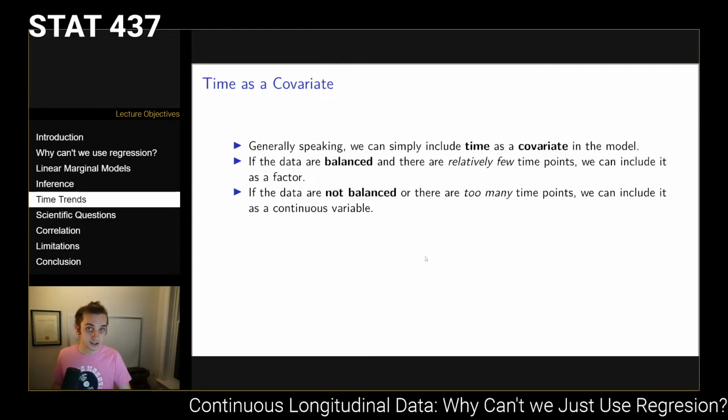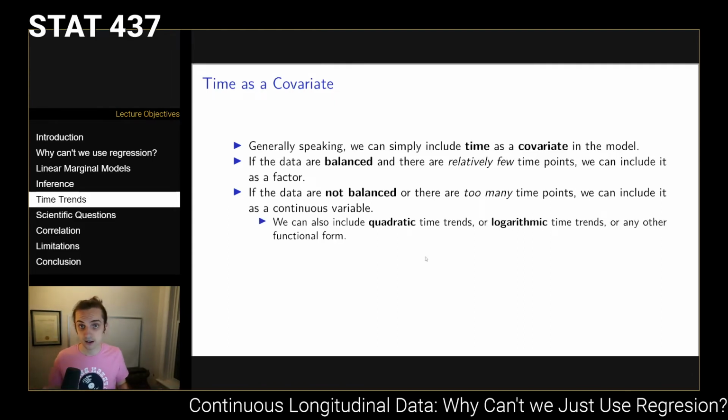And if we're including it as a continuous variable, just like any other continuous variable that we would include in a model, we could think about including quadratic terms of time, right? So you could include time and time squared, or logarithmic times, or any other form of it, right? So you can think about measuring sort of the effect of log time versus the outcome, or time squared versus the outcome, or whatever might make sense in that case.